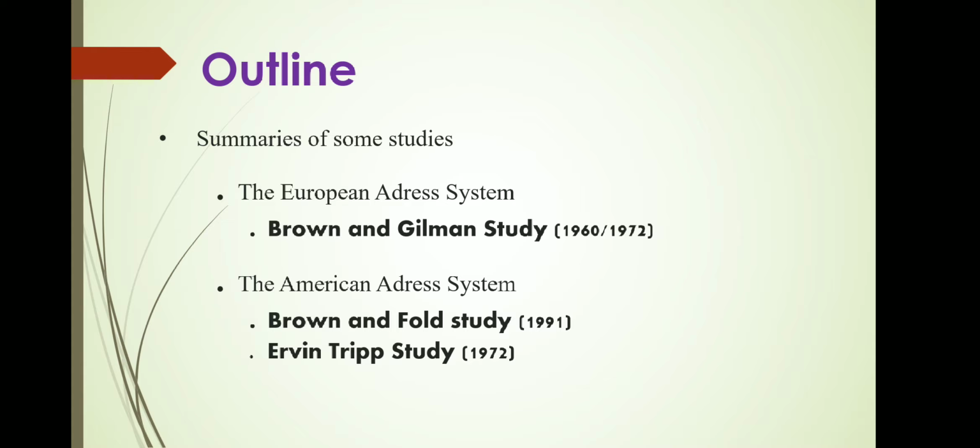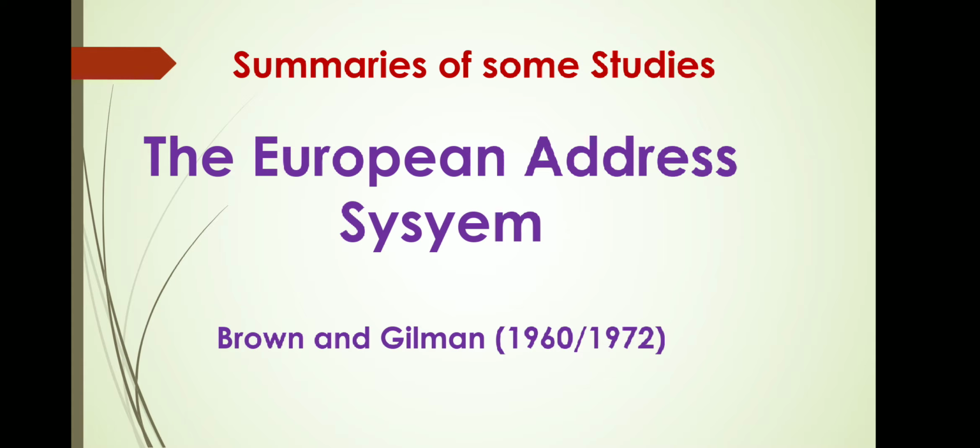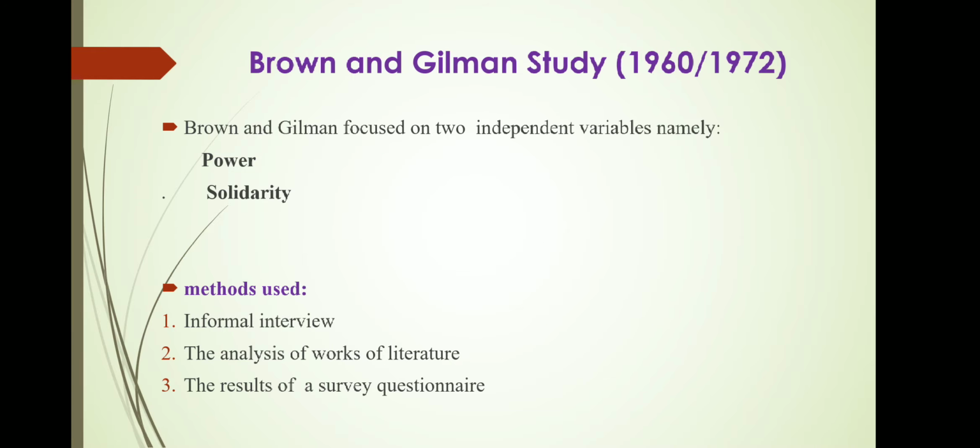So concerning the European address system, Brown and Gilman conducted a study in 1960 and 1972, and their study is considered the classical and the most influential study of address form and social relationships. They attempt to investigate the use of second-person pronouns in languages like French, German, Italian, and Spanish.